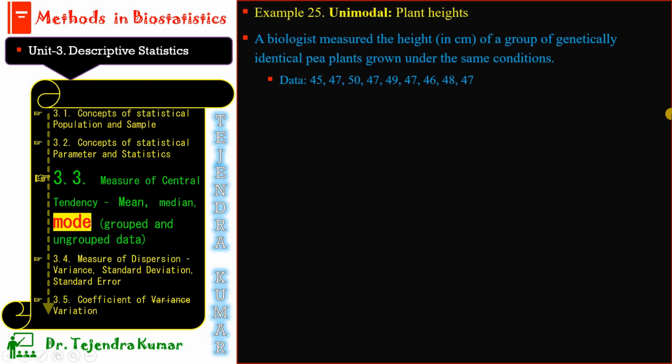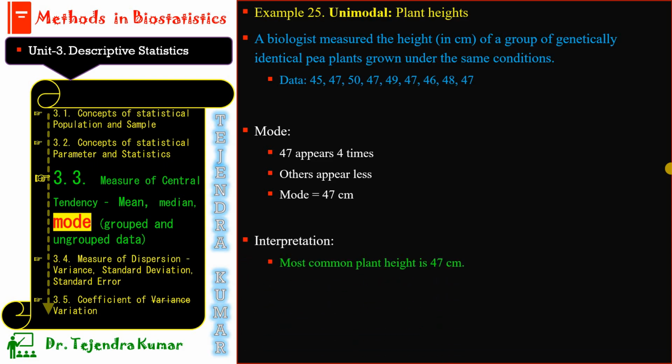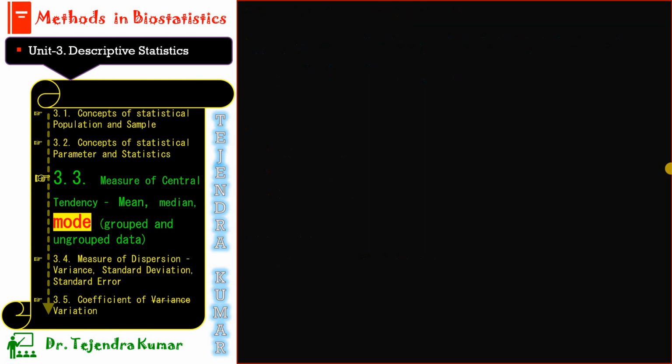In the next example, this is for unimodal. Here we are taking the example of plant height. A biologist measured the height in centimeters of a group of genetically identical pea plants grown under the same conditions, and the data is 45, 47, 50, 47, 49, 47, 46, 48, 47. Mode is 47, which appears 4 times, and others appear less. So mode is 47 centimeters. Interpretation: the most common plant height is 47 centimeters.